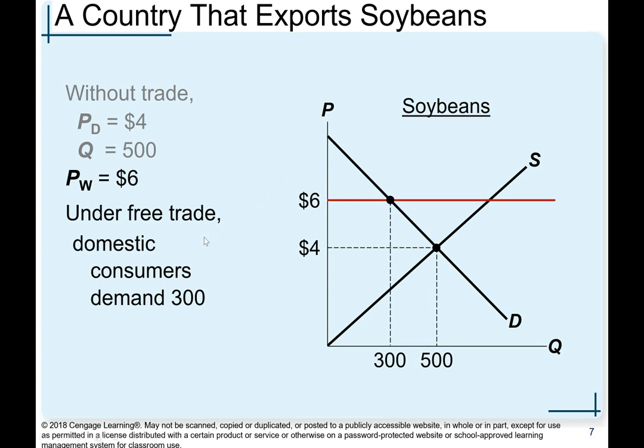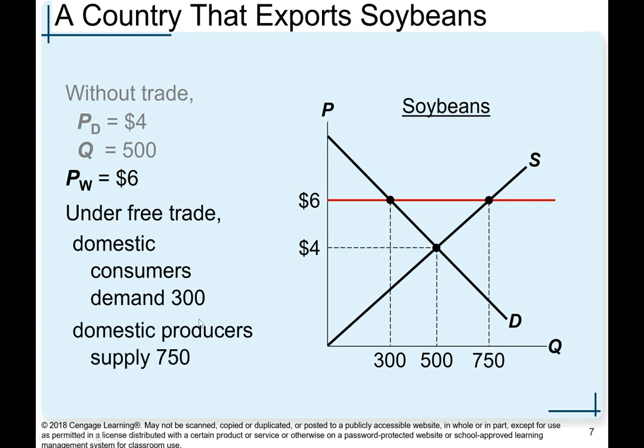under free trade, domestic consumers will purchase 300. In other words, price will go up. Some people will fall off the market, from 500 down to 300, because the price of this item is now higher. And domestic producers will be happy because they will now want to supply more. From 500, they will supply 750. Remember the law of supply? When price goes up, suppliers bring more to the market.